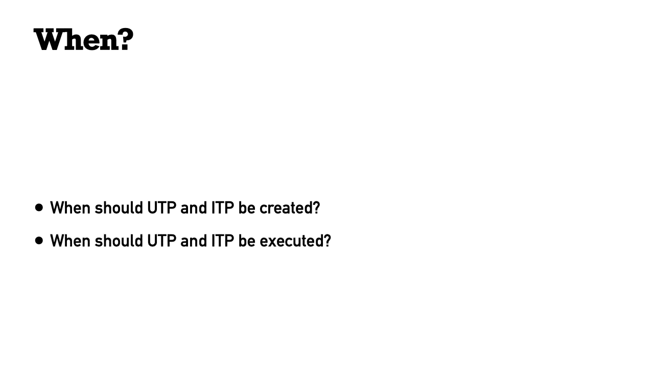Now that you have understood what UTP and ITP are, I have two questions about them. First, when should UTP and ITP be created? At which phase of software development should the UTP and ITP be created? Second question, after we have created the UTP and ITP, when should the plans be executed? At which phase of software development should these plans be carried out? Think about it and write your findings in the class notebook.